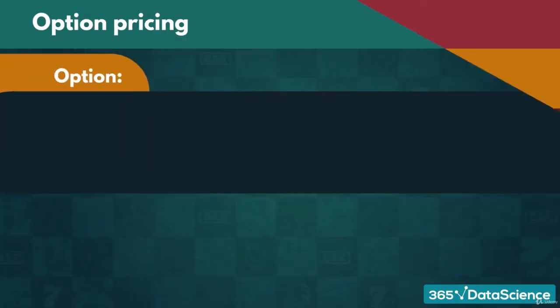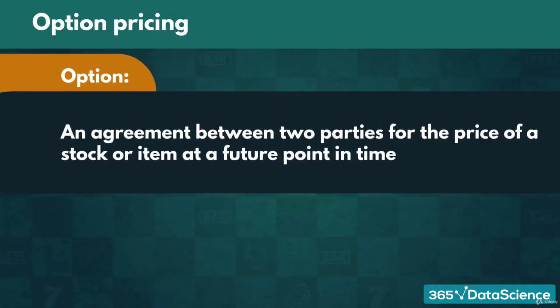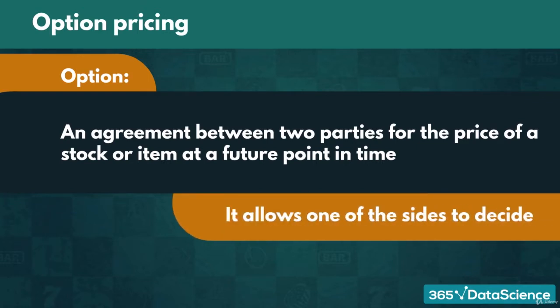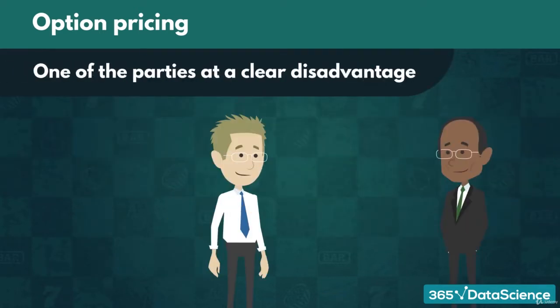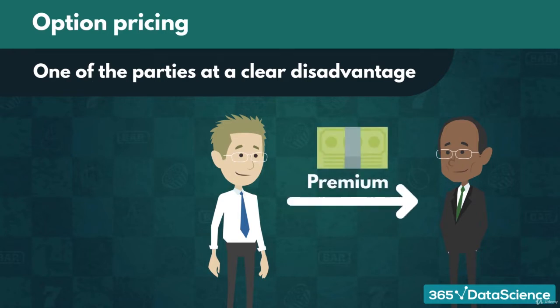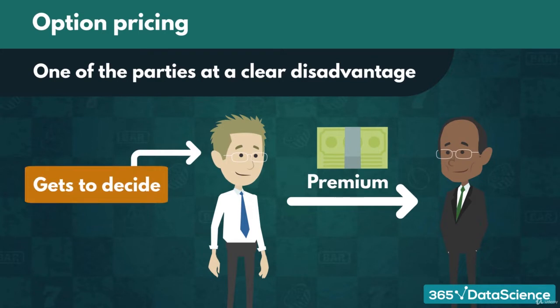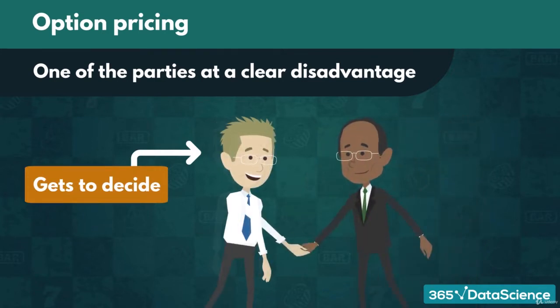Okay, so an option is an agreement between two parties for the price of a stock or item at a future point in time. It is called that way because it allows one of the sides to decide whether to go through with the deal at a later date. Since this pact puts one of the parties at a clear disadvantage, the other one must pay them a compensation fee called the premium. Essentially, whoever pays the premium gets to decide if the deal is going to go through when the predetermined point in the future arrives.